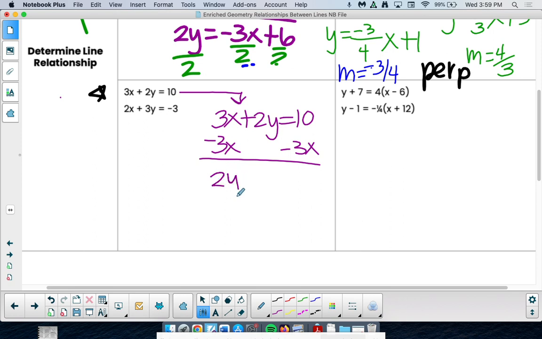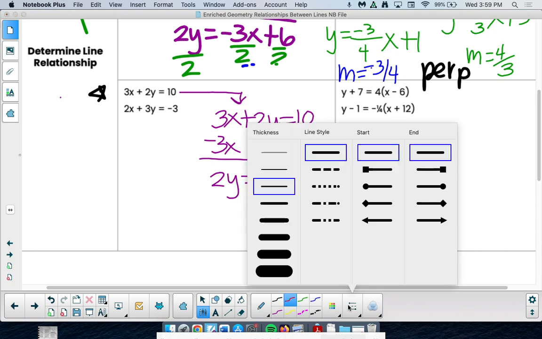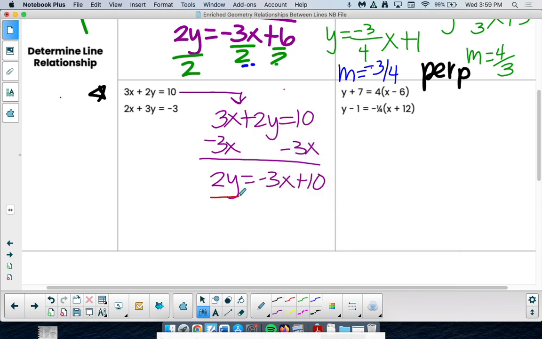We'll have 2y equals negative 3x plus 10. Our last step, to get y alone, divide by 2. So y equals negative 3 over 2x plus 5. So our slope on this one is negative 3 over 2.